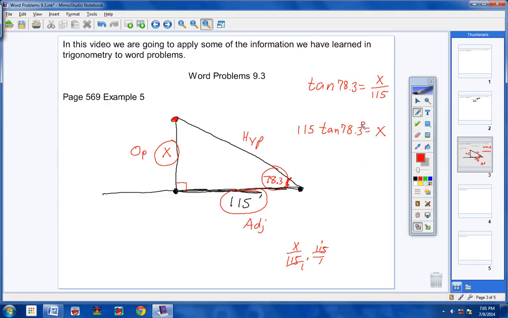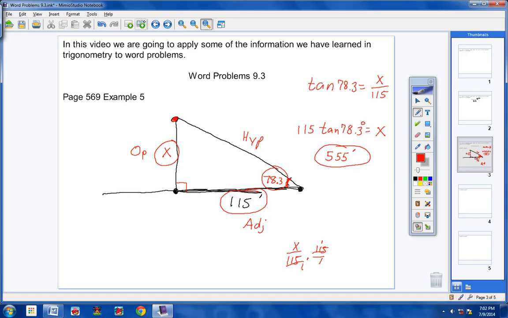Now, make sure your calculator's in degrees. Mine right now is in radians, so I'm going to scroll down and make sure my calculator's in degrees. And now I'm going to type into my calculator 115 tangent 78.3. And if you type that in correctly, you're going to get 555.3139955. So I'm going to round that to the nearest foot. And I'm going to say the Washington Monument is approximately 555 feet tall. Okay? Pretty cool word problem, just applying what we've learned with our trigonometry so far.